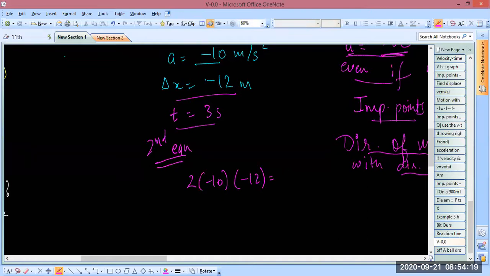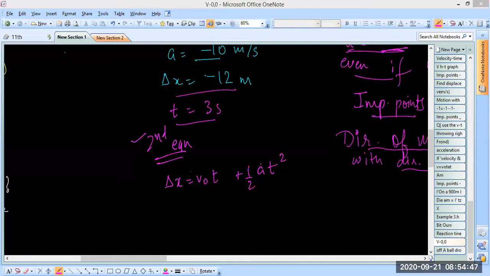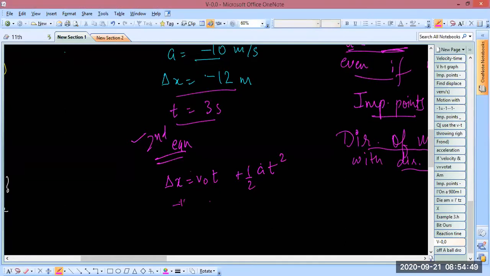Oh, sorry. I made such a terrible mistake. I wrote the second equation over here, but then I started using the third equation. I'm so sorry, there was just a lapse of concentration on my side. Delta x equals v0 t plus half a t square. So that's what we are going to do. Minus 12 is equal to v0, which we don't know, times t, which is 3, plus 1 by 2 times minus 10 times 3 square, which is 9.